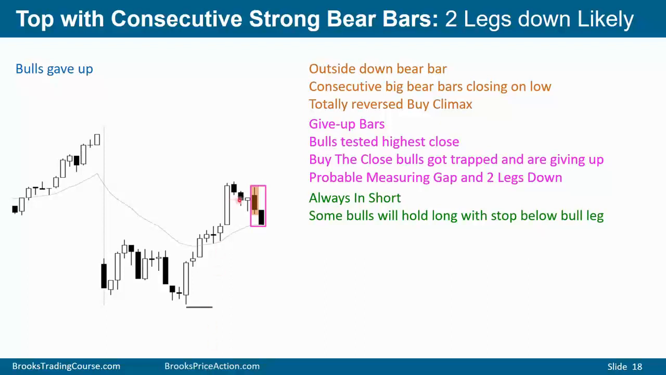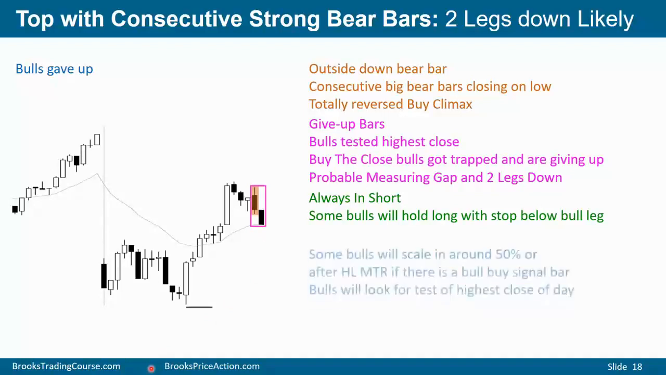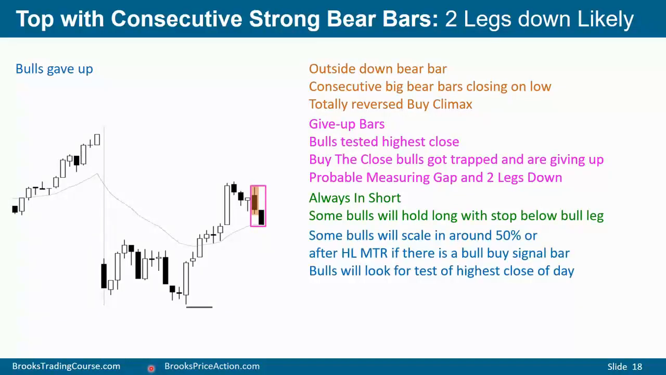We're probably always in short. The bulls who bought this close gave up on this bar, and now we have consecutive bear bars closing on or near their lows. We're probably going at least a little bit lower. Some of the bulls who bought for any reason and the bulls who are flat are looking to buy, and some of them will place a limit order to buy a 50% pullback from this low to that high. They'll look to buy with a limit order somewhere in here.